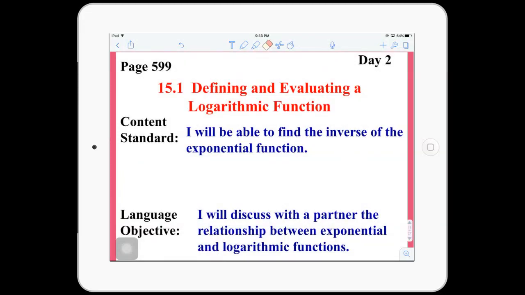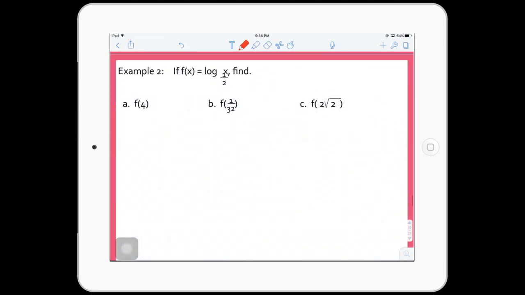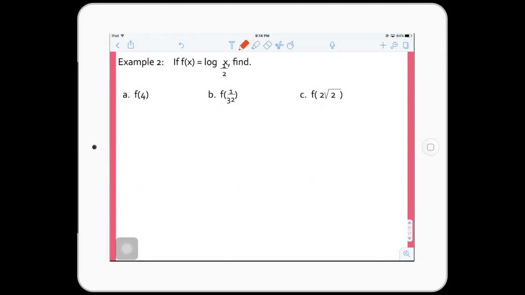Hello everyone. Today we're going to continue 15.1 day 2 and continue exploring the logarithm functions, and we're going to start by evaluating a couple of logarithm expressions. The first one is to evaluate f of x with different values. So the first one, we're going to let x equal 4. That means wherever you see x, you're going to substitute 4 in there. So let's take a look and evaluate that.